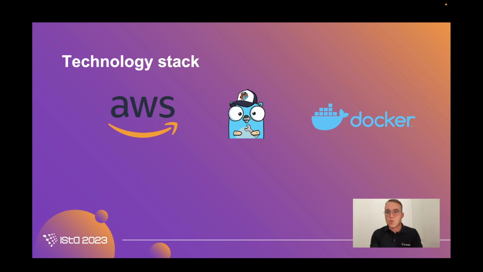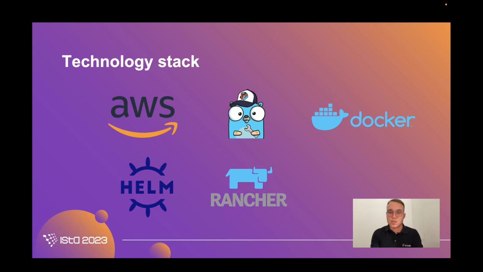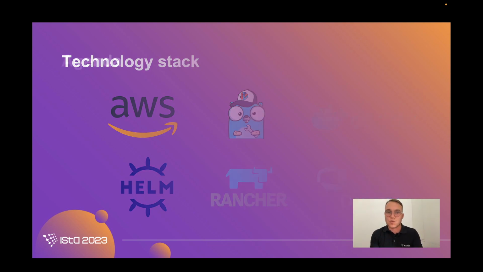Docker will be used for building our images. Helm is the package manager that we'll be seeing. It's a package manager for different kinds of Kubernetes resources. Rancher is one of them and we are going to deploy it via Helm. And last but not least is Azure DevOps, which will be our CI/CD process that we'll be seeing.